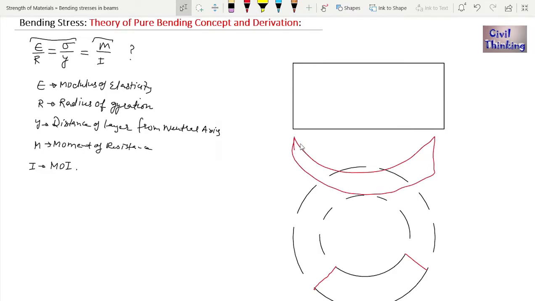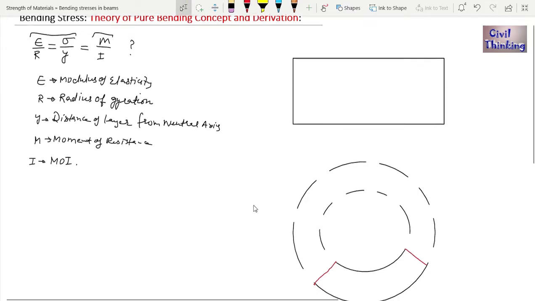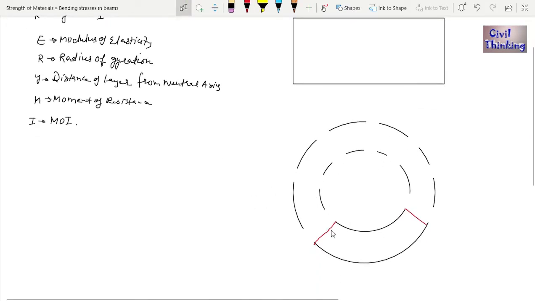This is a part of a big circle. This is a circular arc. This is the reason I draw the whole circle here. Actually the beam is only this part, right? And it will bend into a circular arc.